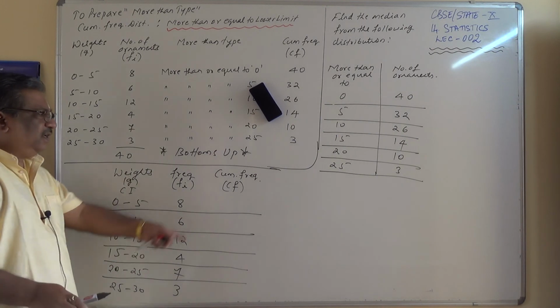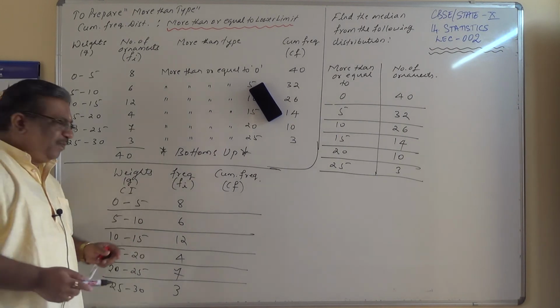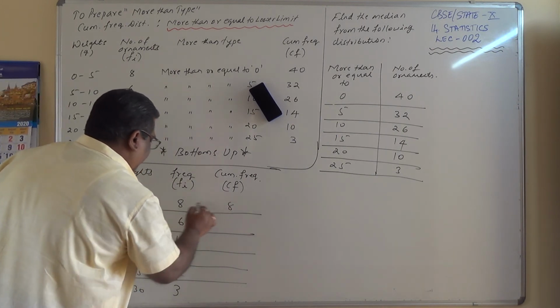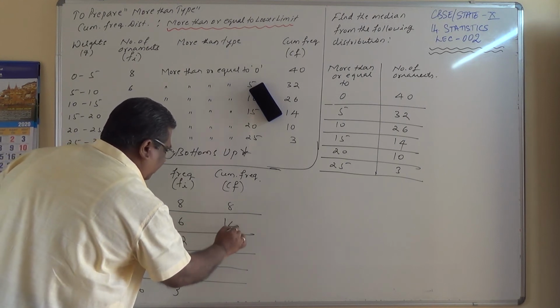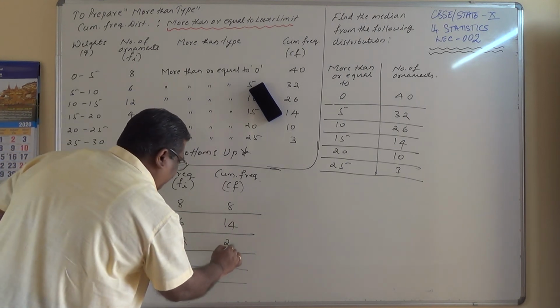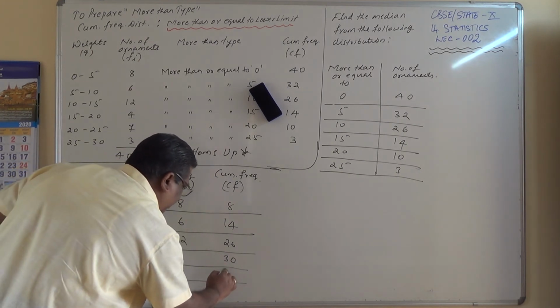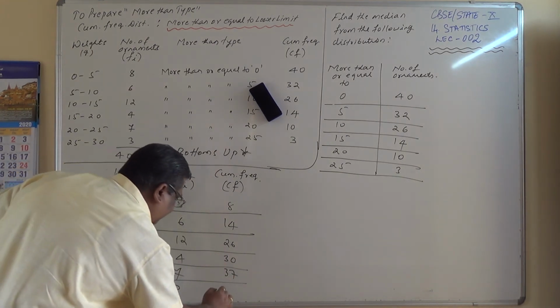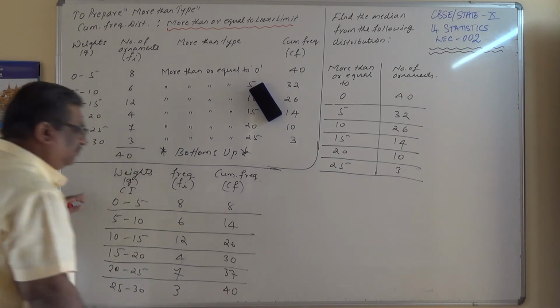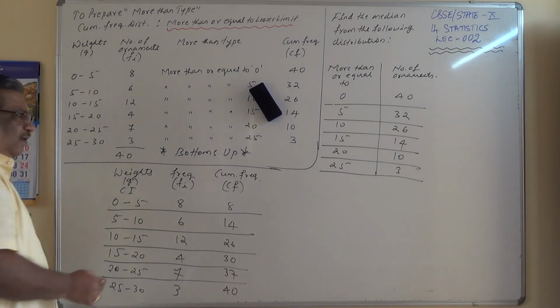Once you get this, you know how to prepare the cumulative frequency. 8 as it is. 8 plus 6, 14. 14 plus 12, 26. 26 plus 4, 30. 30 plus 7, 37. 37 plus 3, 40. Is it right? Okay, next.